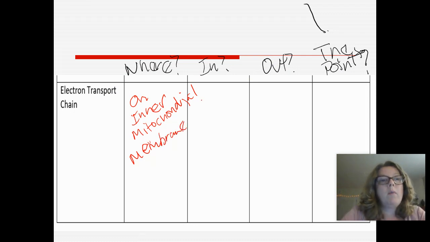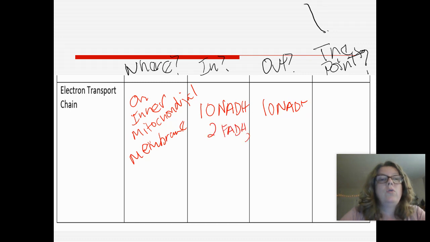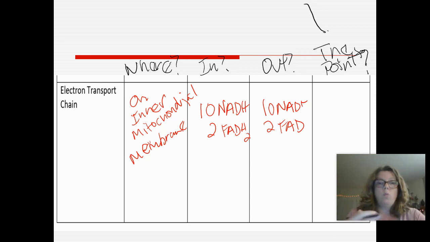What's going in? Remember, we had 10 NADH, and they're going to come off as 10 NAD plus, right? And we have 2 FADH2 that are dropping off their electrons, and they're going to come off as 2 FAD. So we're using our hydrogen carriers, our electron carriers here.